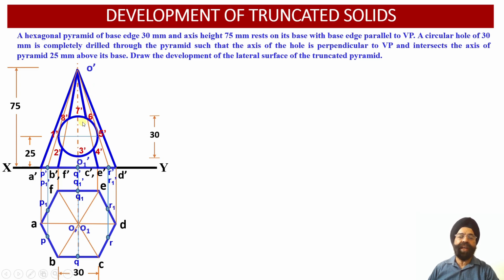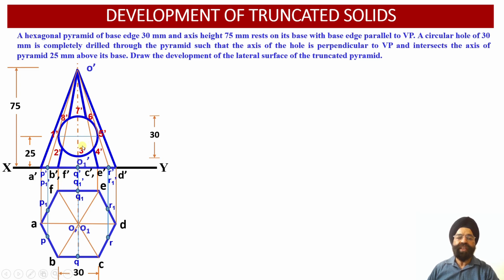Similarly, we have another 2 points, 3 dash and 7 dash, in the front view projection. These 2 points of intersection, 3 dash and 7 dash, we can obtain once again if we draw 2 more artificial generators starting from the point O dash to the base of this hexagonal pyramid, such that we can check this slant generator OQ1 and OQ lying on the base edges BC and EF.